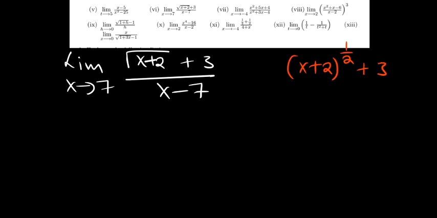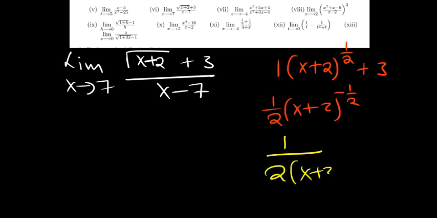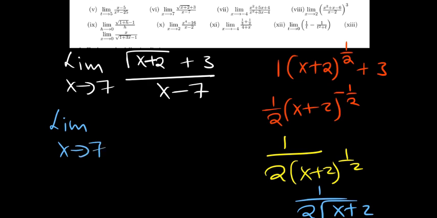The derivative there, we're going to apply the chain rule. 1 times half is half. Reduce the power by 1, it becomes negative half. The constant will disappear. Whenever you've got a negative power, you can take it to the denominator so that it becomes a positive power. So you have x plus 2 to the power half. Now you know that half power is the same as the square root, so it's going to be 2 root of x plus 2. That's for the top part, so we have the limit as x approaches 7. After differentiating the top part, you have 1 over 2 root of x plus 2.